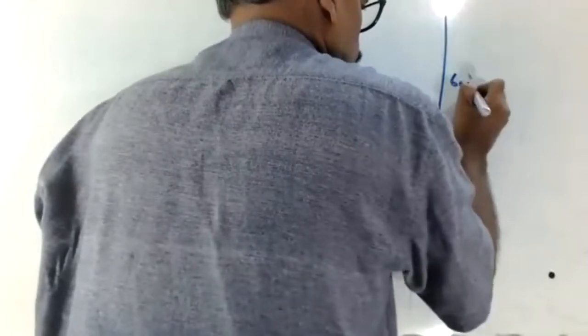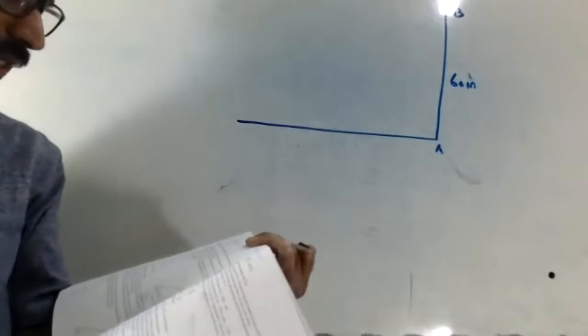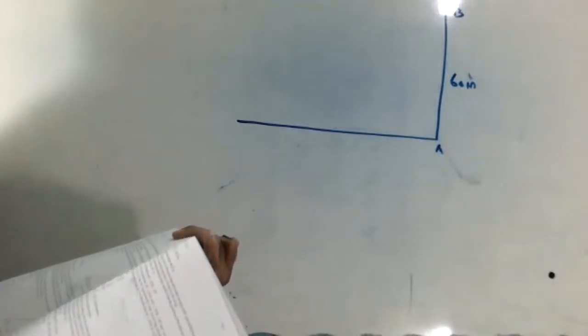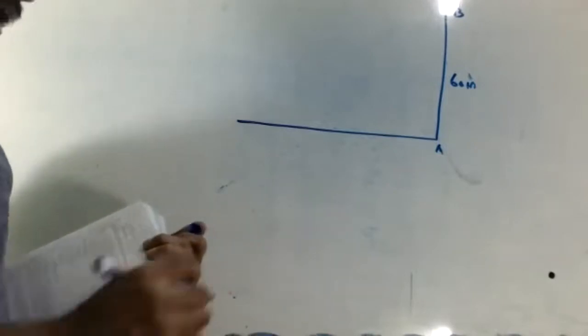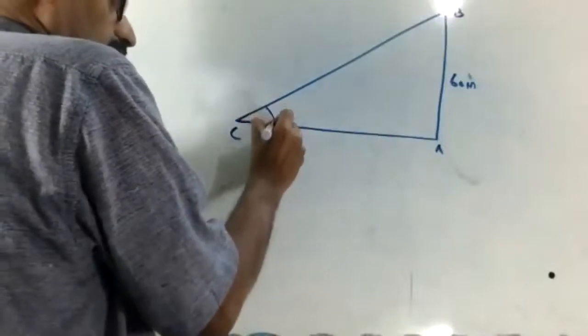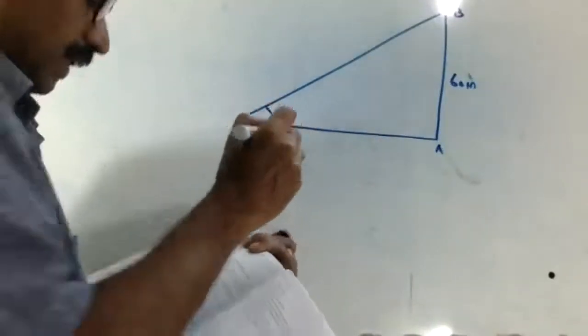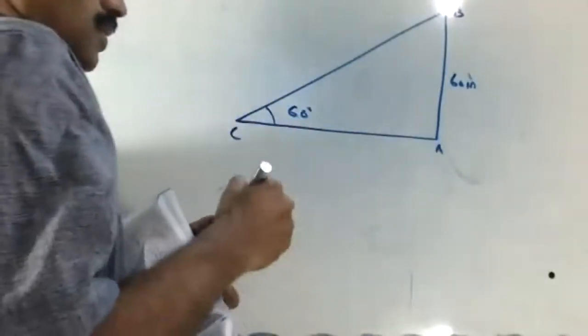Look, the question is, a kite is flying at a height of 60 meters above the ground. Here, A, B, this is 60 meters. The string attached to the kite is temporarily tied to a point on the ground. Here is the string. This angle is 60 degrees. So what can you find out? The length of the string.